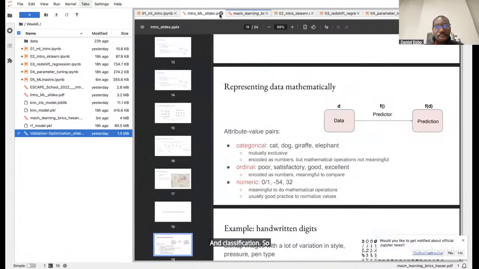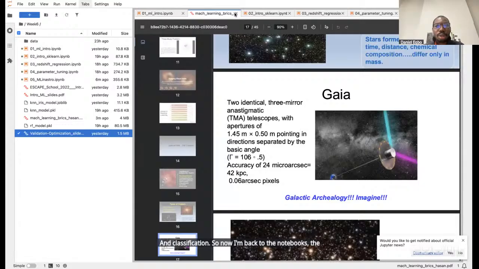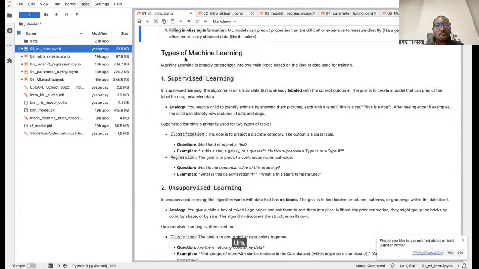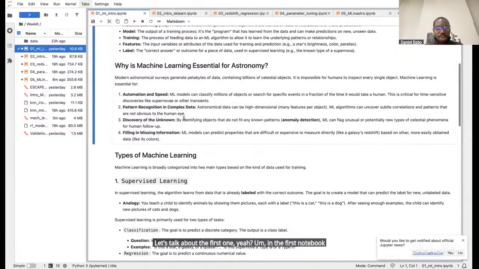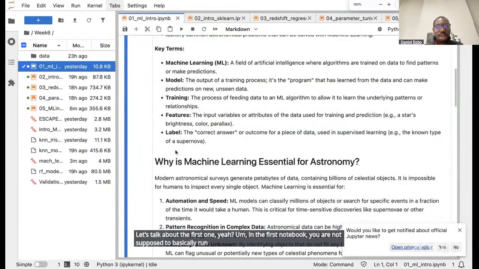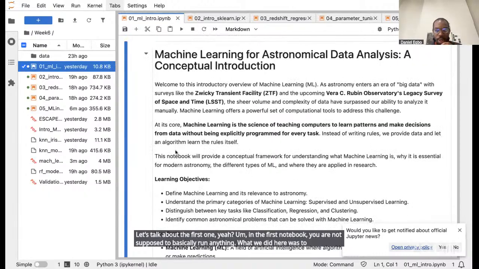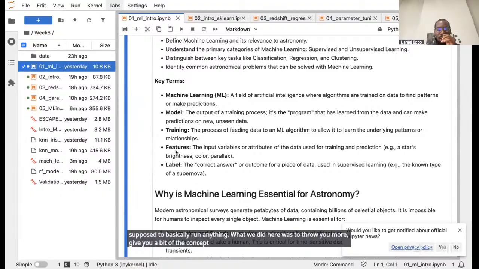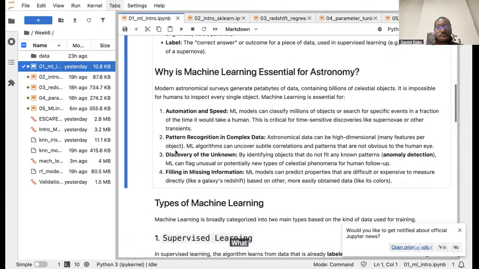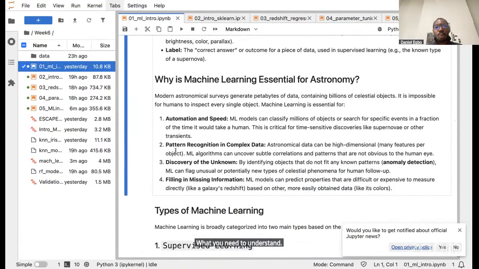So now I'm back to the notebooks, the ones you are used to. Let's talk about the first one here. In the first notebook, you are not supposed to run anything. What we did here was to give you a bit of the concept of machine learning and what you need to understand, and why machine learning is relevant in astronomy.